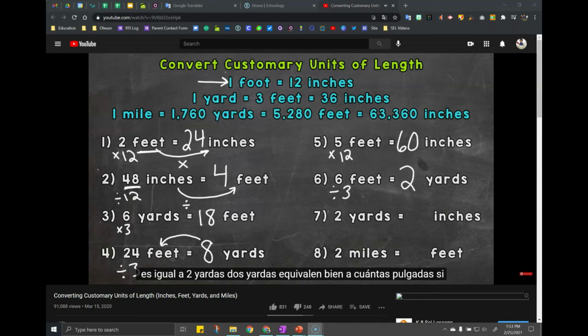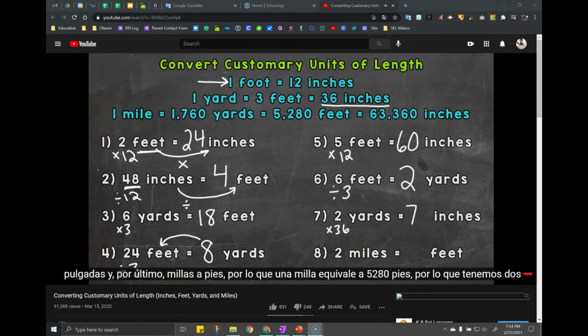2 yards equals how many inches? Well, if we take a look up here at the top, 1 yard is 36 inches, which is the same as 3 feet, so 36 inches. So we need to do 2 times 36, 2 groups of 36. And if you think of it, a yardstick is 36 inches, so we have 2 of those. So 2 times 36, which is 72 inches.